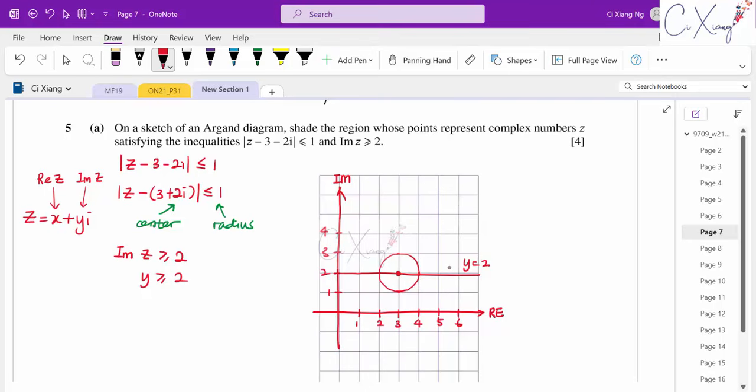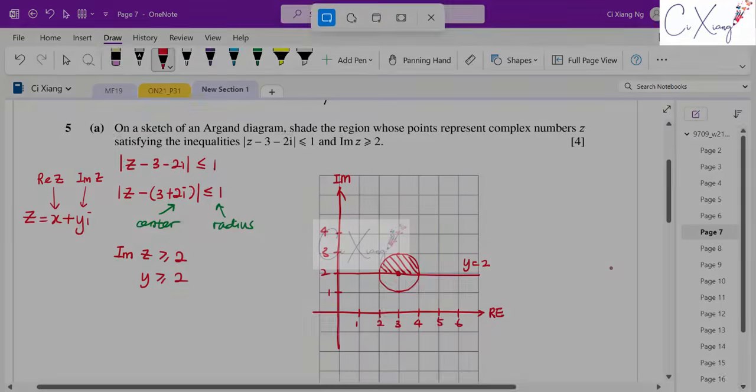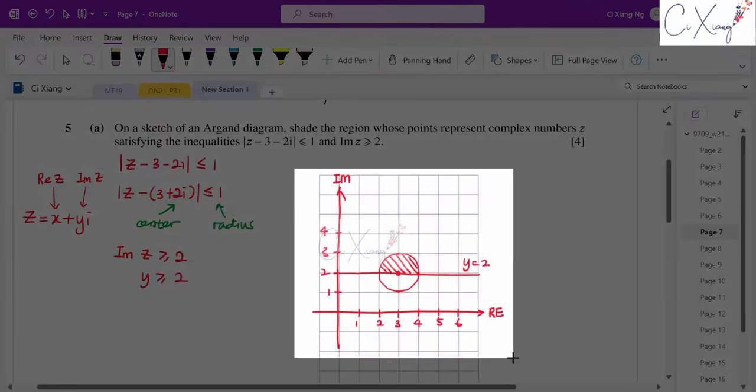So try to imagine, you want to find the overlapping of the area inside the circle and, at the same time, y greater than or equal to 2. The overlapping area should be this one. This is the area that fulfills both inequalities provided in the question, and this will be our answer. All right, so this is how we answer part 1. Maybe you can have a look at part B.